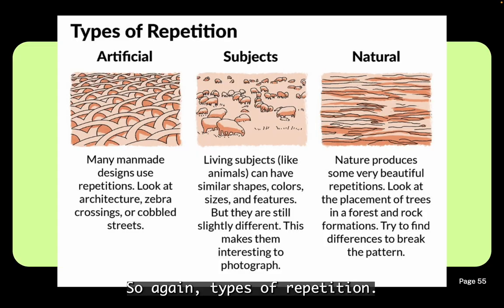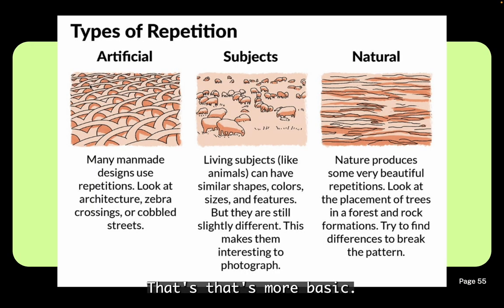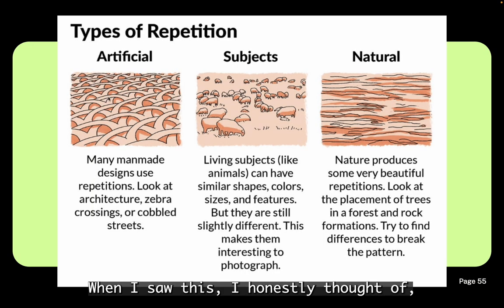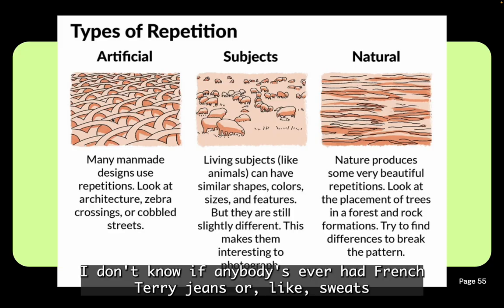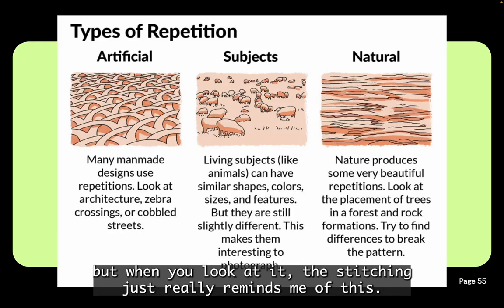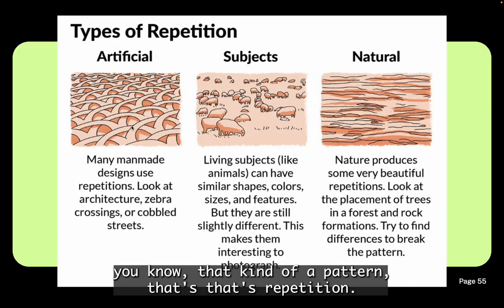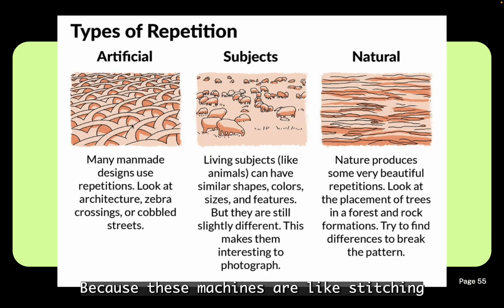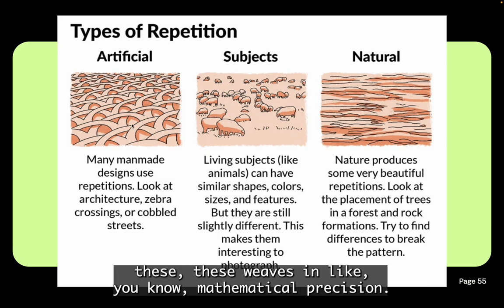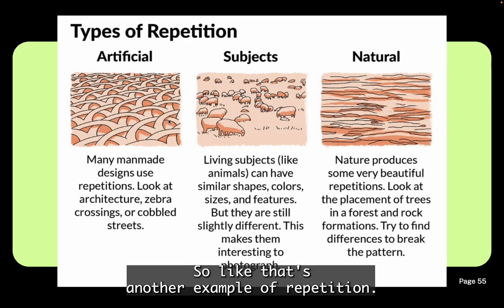So again, types of repetition. So this would be an example of things that are, you know, in architecture, zebra. That's more basic. When I saw this, I instantly thought of French terry cloth. I don't know if anybody's ever had French terry jeans or sweats or a sweater, but when you look at it, the stitching just really reminds me of this. And if you get a nice sharp close up of that kind of a pattern, that's repetition, because these machines are stitching these weaves with mathematical precision, so they're all super precise, and it repeats. So that's another example of repetition.